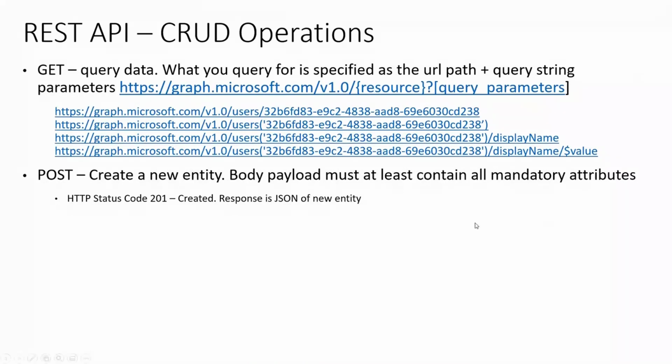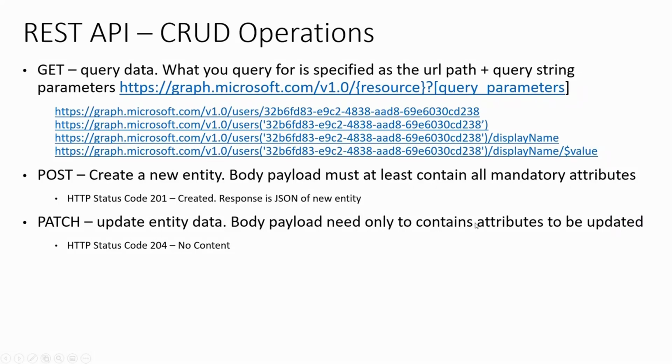And then we have patch, which is if you want to just update something, one attribute, etc., you craft a payload in such a way that only the attributes that you want to update, you send it, you invoke the patch method, and you patch the existing object. You get a 204 no content back.